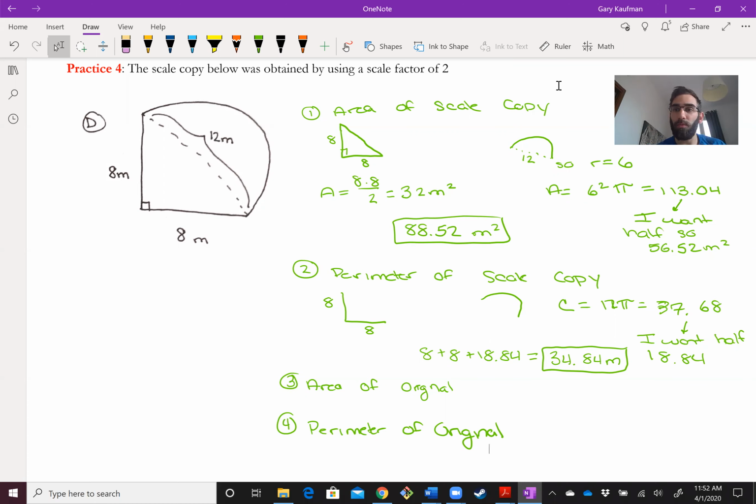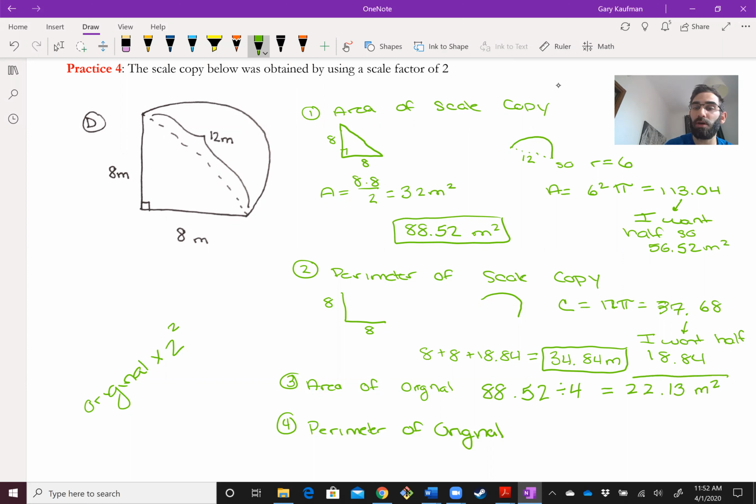Well, the scale copy was obtained by taking the original and multiplying by 2. So I need to do the opposite. I now need to invert and divide by 2. So for area, because I multiplied by 2 squared, I need to divide by 2 squared, which is 4, and get that the original area was 22.13 meters squared, and the perimeter, 34.84, just divide by 2, and get that it was 17.42 meters originally.